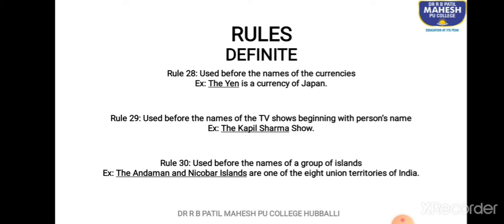Used before the names of a group of islands. Example here, the Andaman and Nicobar Islands are one of the 8 union territories of India. The Andaman and Nicobar Islands.